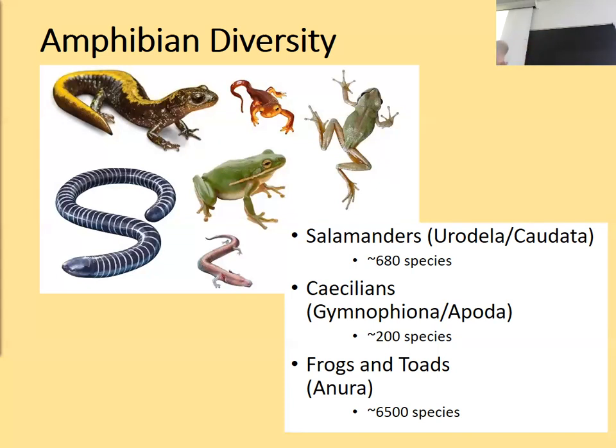Don't worry about these exact numbers. I'm not going to quiz you and say, how many species of salamander are there? What I want you to take away from this is that there's a lot of amphibians and most of them are Anura, right? And a good number of them are salamanders. That's the takeaway message here. The exact numbers aren't what's important, just the relative values.